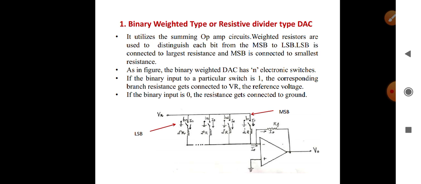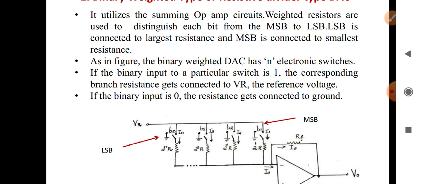Weighted resistors are used to distinguish each bit from MSB to LSB. So here we have the resistors.